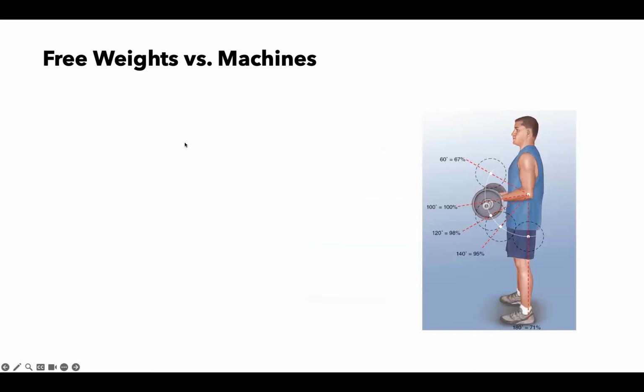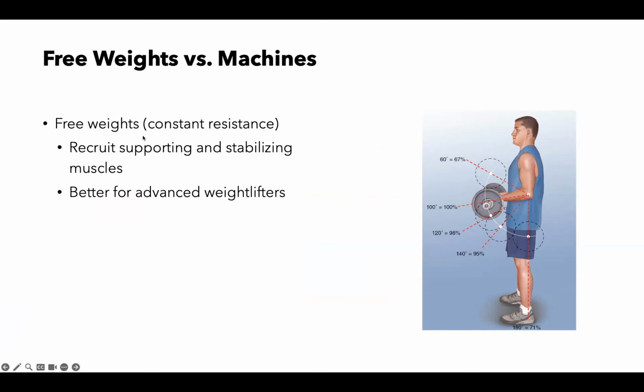With our resistance training program considerations, we need to think about the type of training when it comes to free weights versus machines versus bands and so forth. Thinking about the pros and cons of all of these, the free weights are going to recruit supporting and stabilizing muscles. They're better for advanced weightlifters who have the experience, are not at risk of putting themselves in an unsafe environment.